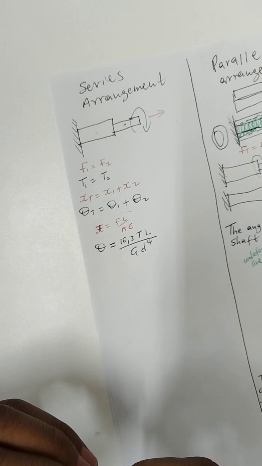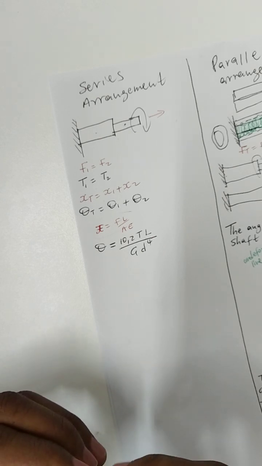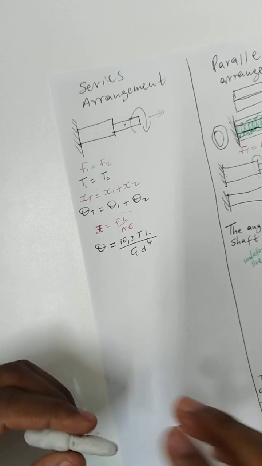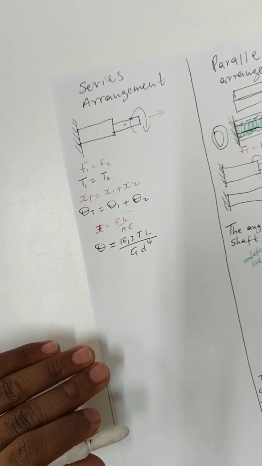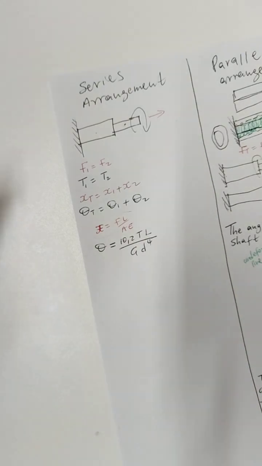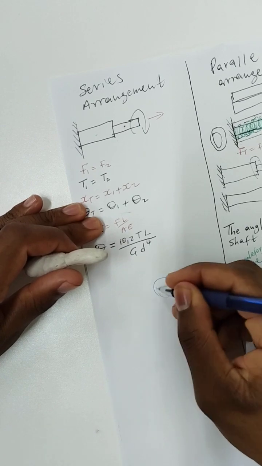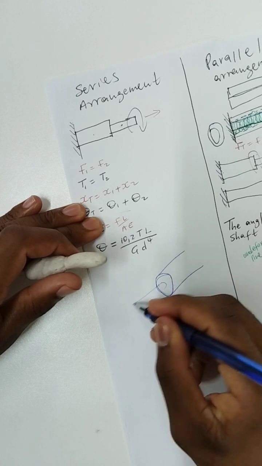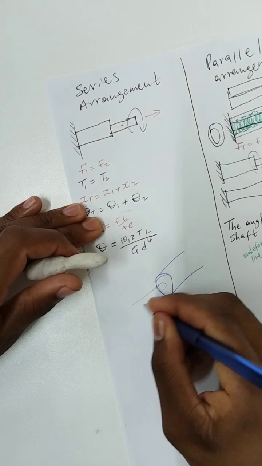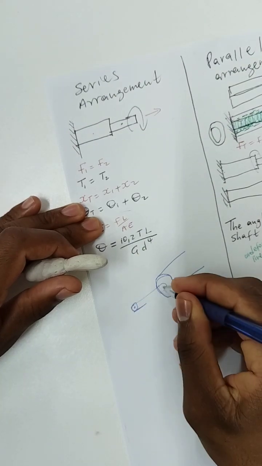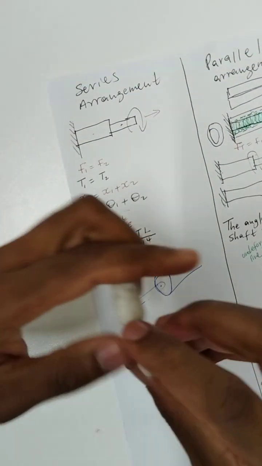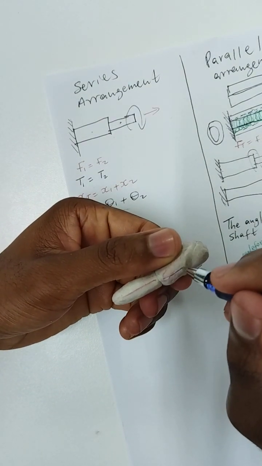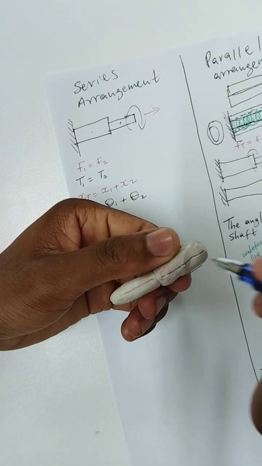I can try to make some sense here. Okay, let me just draw something like this. So I'm trying to go to that part of total torque.